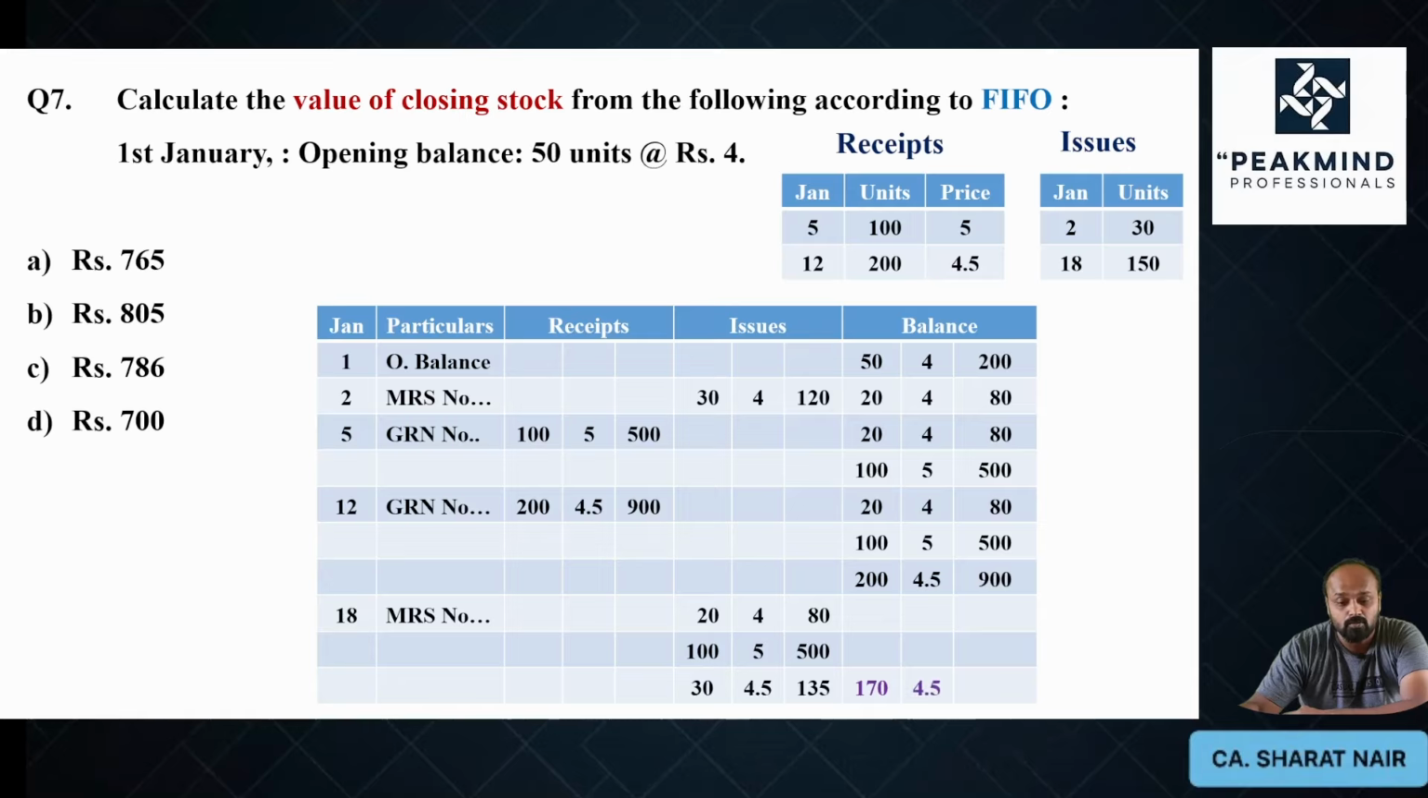Okay, so the remaining will be 170 at 4.5 rupees, and the value will be 765. So the correct option in this case is closing stock value A, 765 rupees. Moving ahead to the next question, MCQ.